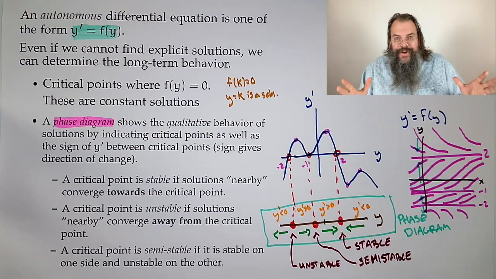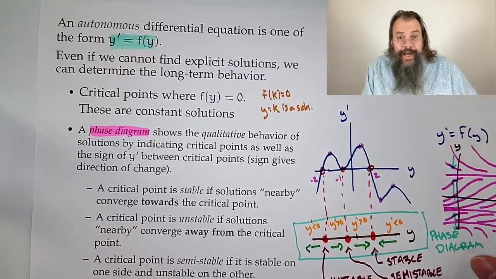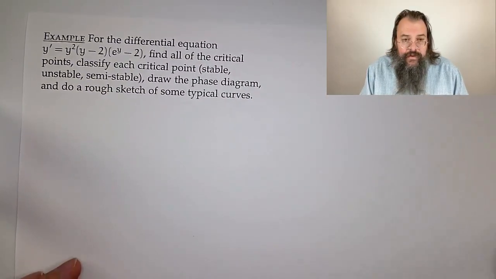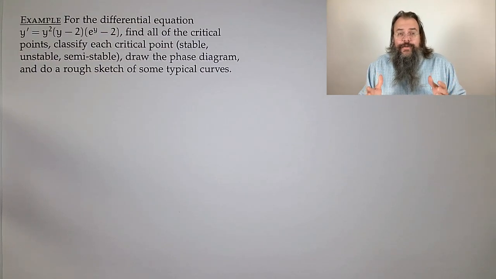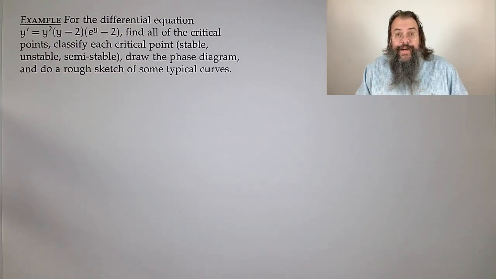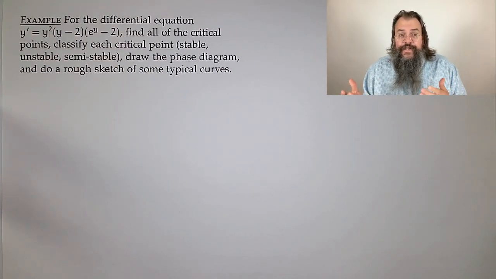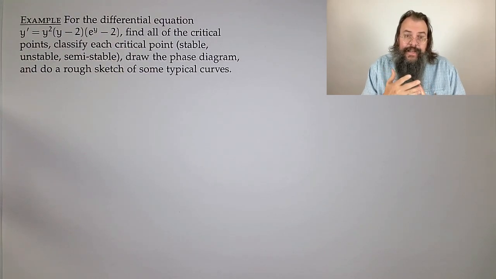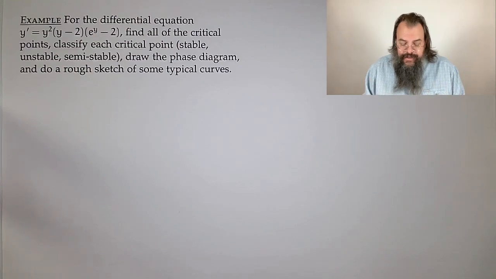Okay. That was quite a lot. Let's try it. Practice, right? See what we can get. So, here we go. For the differential equation, y prime equals y squared times y minus 2 times e to the y minus 2, find all of the critical points and classify each critical point, stable, unstable, semi-stable, draw the phase diagram, and do a rough sketch of some typical curves.